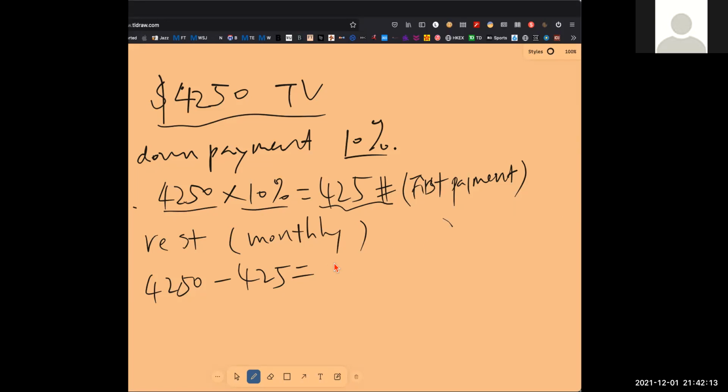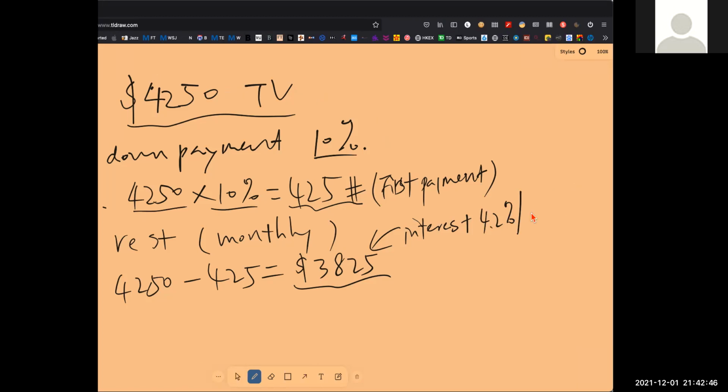4250 minus 425. Yes. 3825. Nice. So it's 3825. So this is the rest. And they say this rest you are going to pay monthly installment over 2 years. So this you are going to pay by 2 years, but it's a monthly payment. Okay. And then at a simple interest of 4.2% per annum. So basically the interest on this rest is 4.2% per annum.